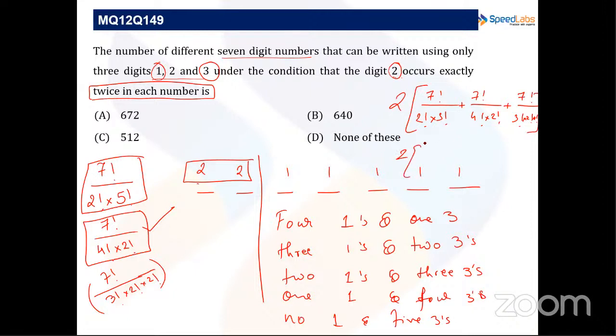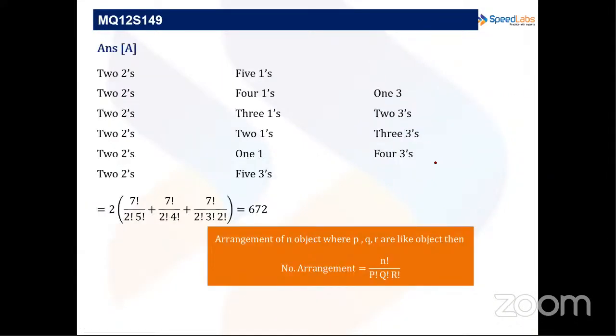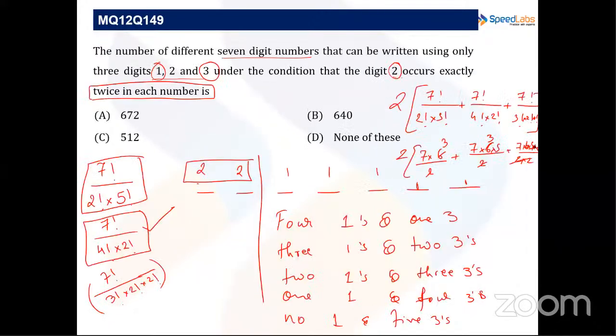So how can we solve it? 7 into 6, 5 factorial will cancel out. This will be 2. From 2 we can cancel this, plus 7 into 6 into 5 into 4 factorial, that will be 2 here. Plus 7 into 6 into 5 into 4 into 3 factorial will cancel out, and 2 into 2 will cancel this 4 out. So the total number of ways on counting, we will be getting 672. So the correct option is A.